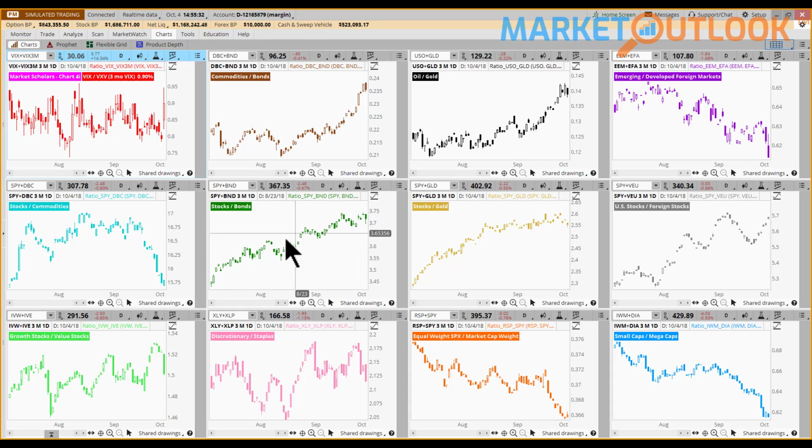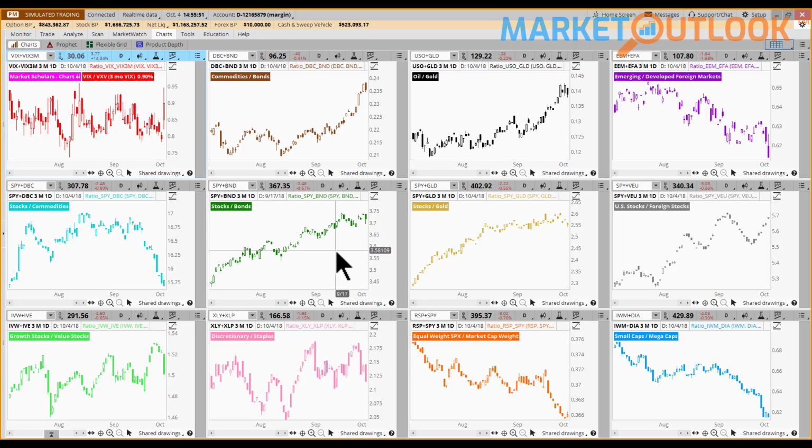Notice that this chart here in the green in the middle is showing us stocks to bonds, and that continues to look like an uptrend. And part of the reason for that is because bonds are going down equally as fast as stocks. And so a lot of times you don't see that. You see money drifting over towards bonds, but that's not what we're seeing right now.